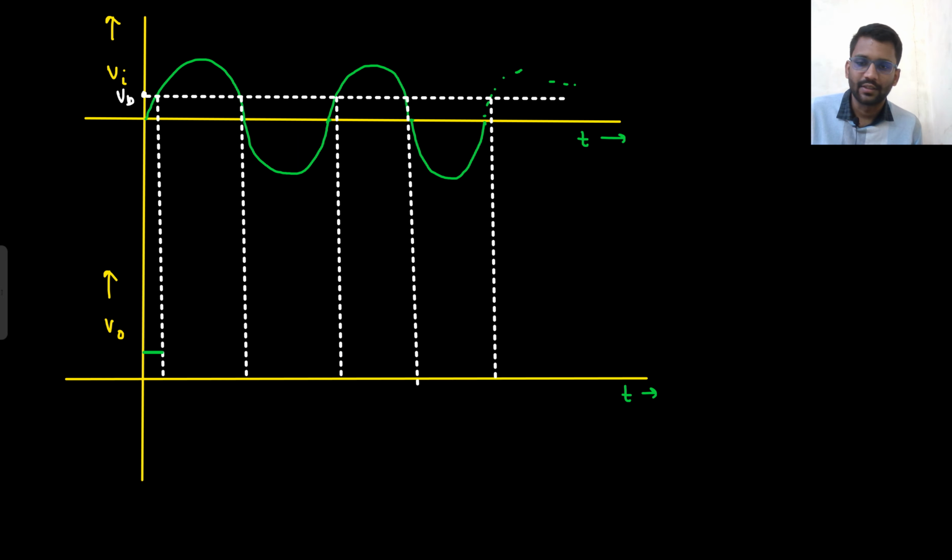From here it will start, for every value greater than VB. And for less than that, it will be equal to V in only.